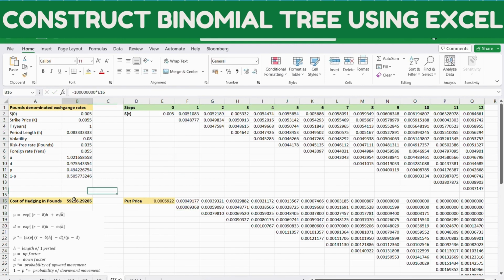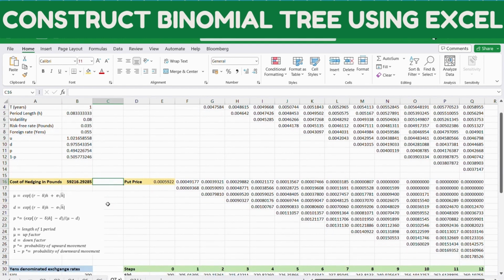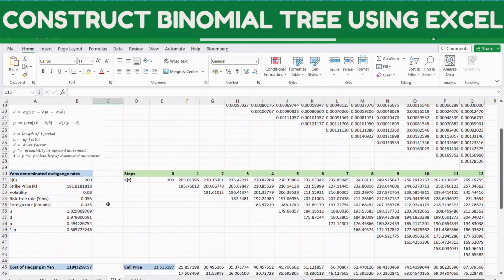Lastly, we multiply the option price by the number of yens we are exchanging, in this case 100 million, and we are able to find the cost of hedging in pounds, which is 59,216.3.